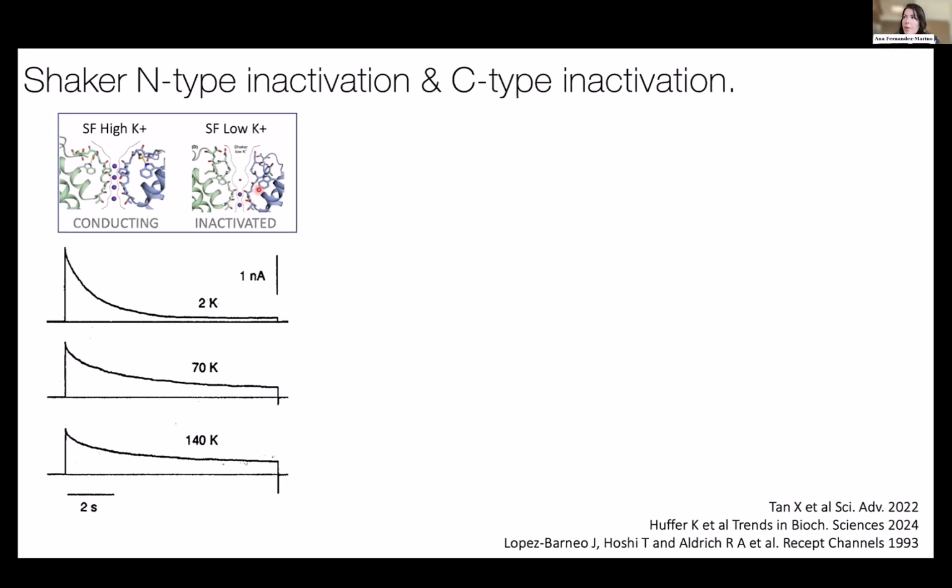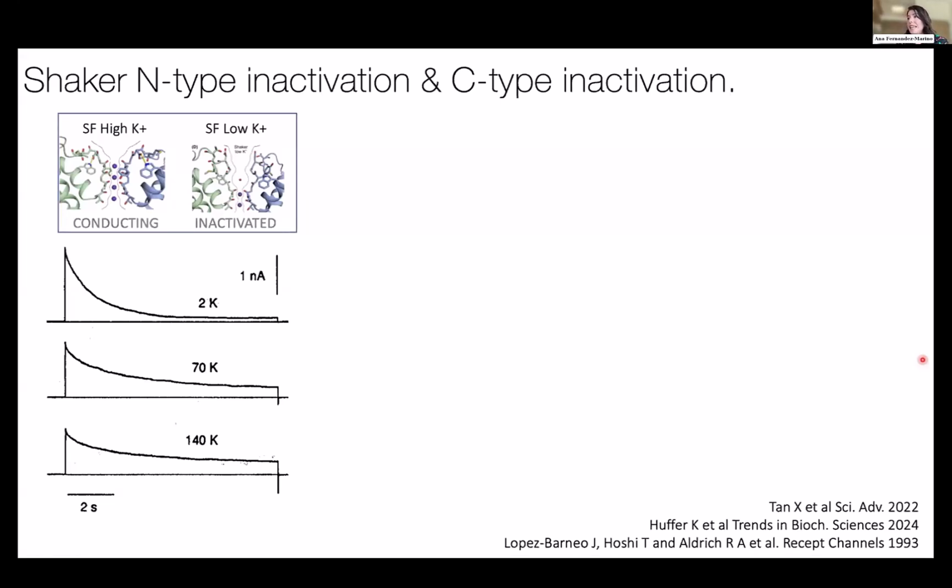Therefore, we hypothesize that rising extracellular potassium and a negative voltage will speed the recovery from N-type inactivation by increasing the occupancy of the selectivity filter and pulling channels from the C-type inactivated state into the conducting state. And that will actually help the channel to recover faster from N-type inactivation.